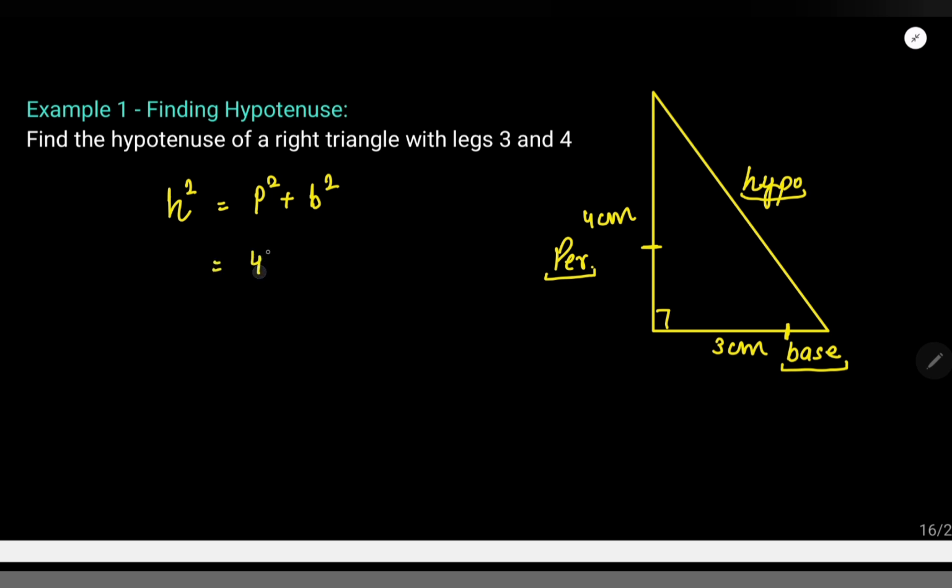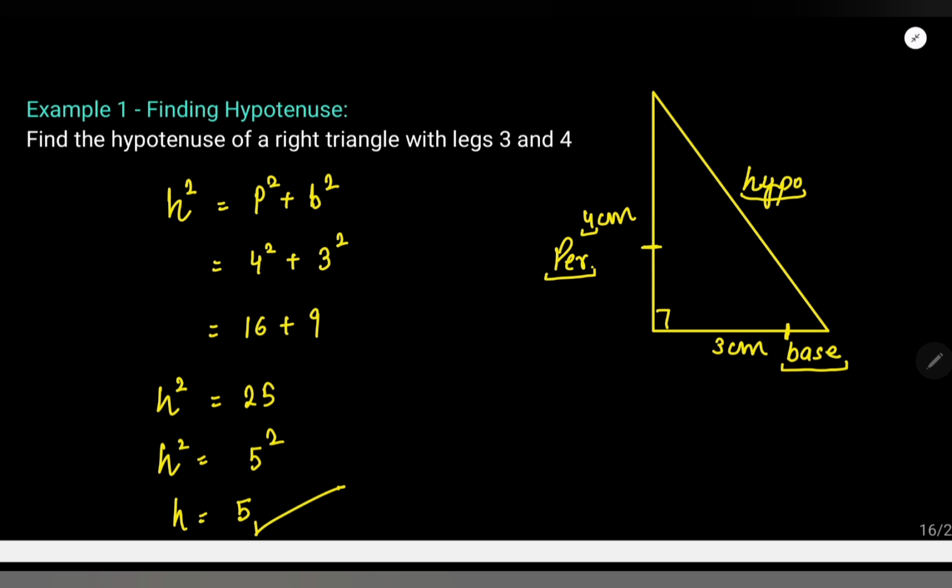P square means 4 square, because p is 4. B square means 3 square because base is 3. So this is 16 plus 9, that is 25. H square is equal to 25. What is 25? 25 is 5 square, right? That means H is equal to 5. Okay, so this is our answer. Hypotenuse is 5. They didn't tell us the unit. If it was centimeter, then we will write centimeters here. Always focus on the unit as well.